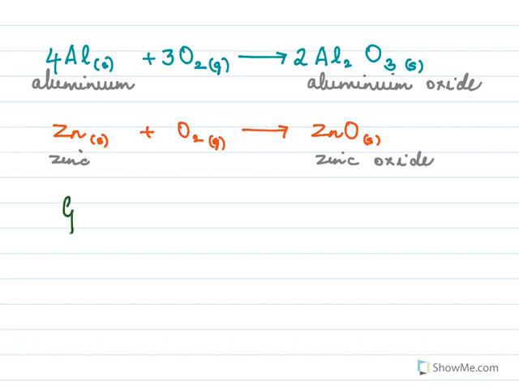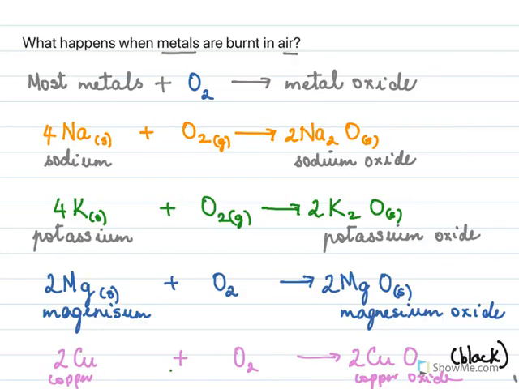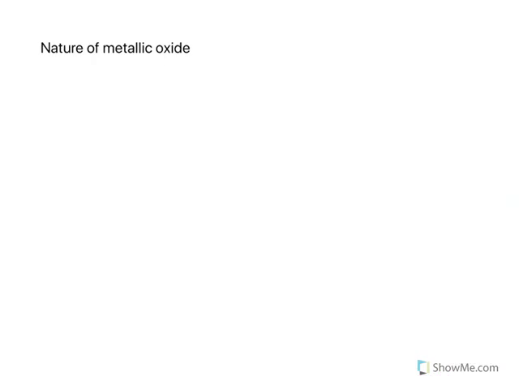But there are some metals like gold. You take silver. They do not react with oxygen, even at high temperatures. They do not combine with oxygen at all. So they are very unreactive metals. And that's the reason why here I wrote most metals react with oxygen. The exception to this is silver and gold. They do not react with oxygen even at high temperatures.